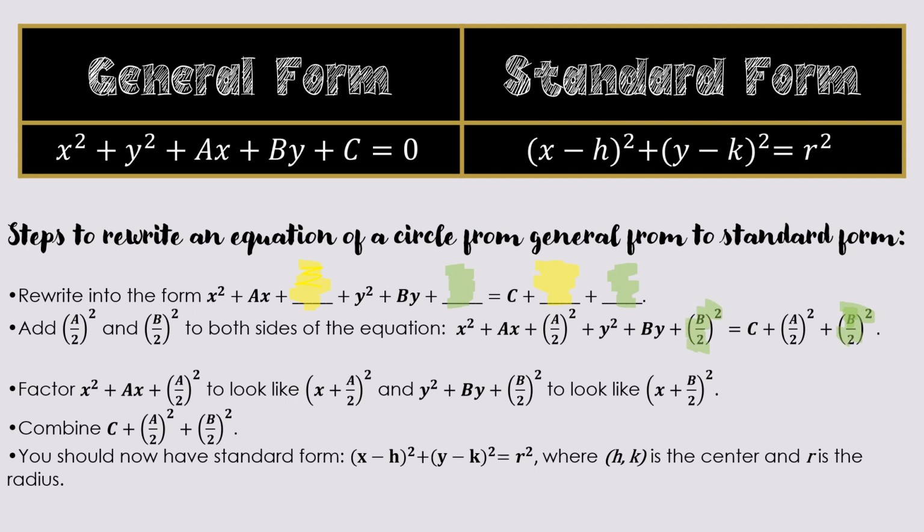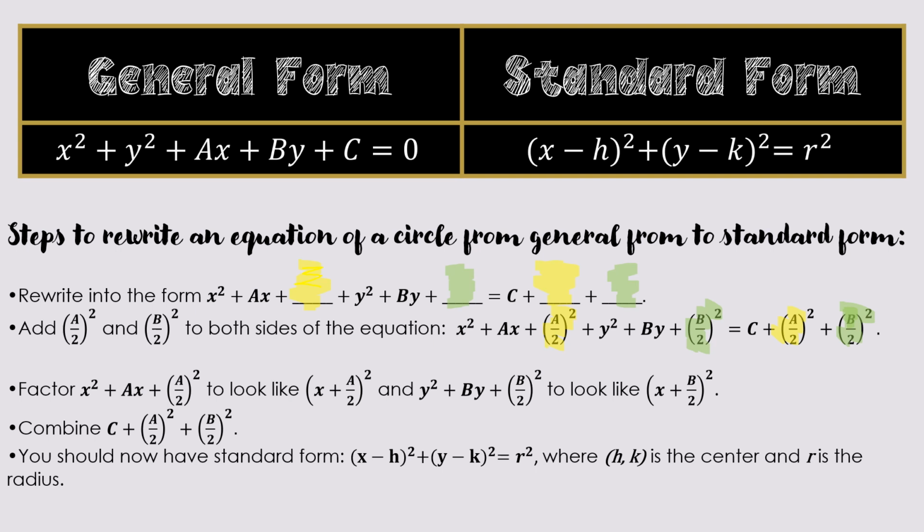To find that number, you're going to take the a value, divide it by 2, and then square it. And that is going to be the number that goes after the ax and after the c. Then you're going to do the same thing with the b value: take the b value, cut it in half or divide by 2, and square it, and then you'll add that number as well. All of these numbers should be positive, because when you square something, it becomes positive.